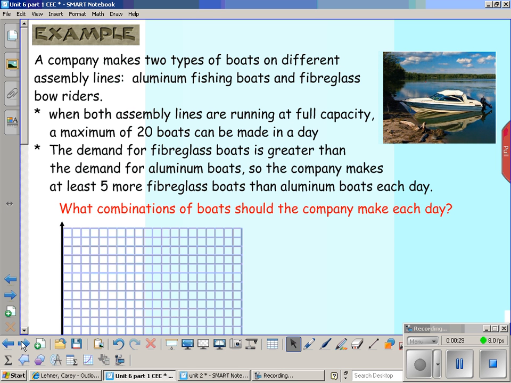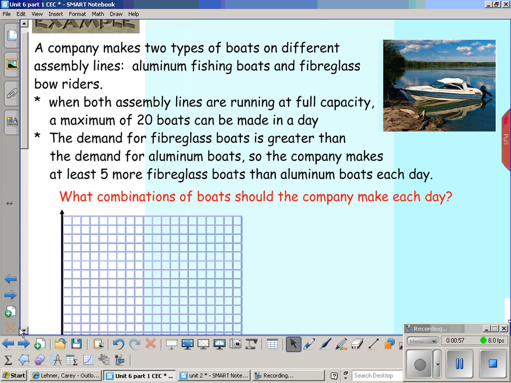So the first example is a company makes 2 types of boats on different assembly lines. They either make aluminum fishing boats and they make fiberglass bow riders. When both assembly lines are running at full capacity, a maximum of 20 boats can be made in a day. The demand for fiberglass boats is greater than the demand for aluminum boats, so the company makes at least 5 more fiberglass boats than aluminum boats each day. So what combinations of boats should the company make each day? So we want to solve for all the different possible combinations that could occur.